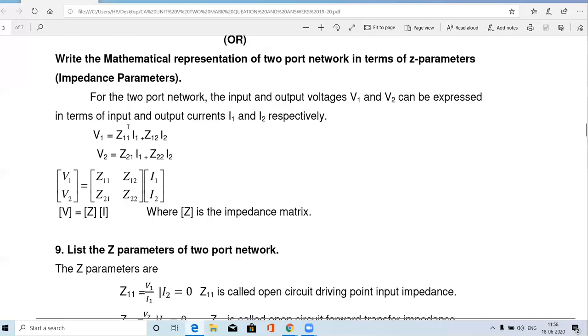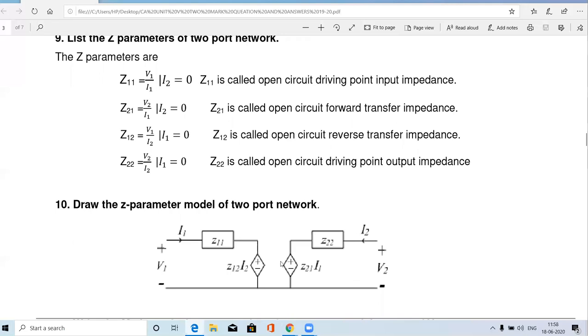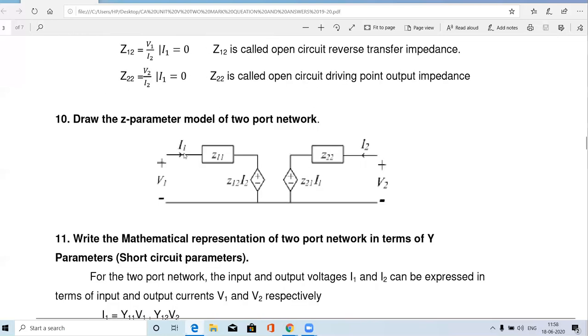These two equations can be drawn as a diagram. The diagram is called the Z parameter model of the two-port network. The first equation is a KVL equation. We write the KVL equation for the first one, and we get the voltage V1 equal to Z11 into I1 plus Z12 into I2. This Z12 into I2 is a voltage source.